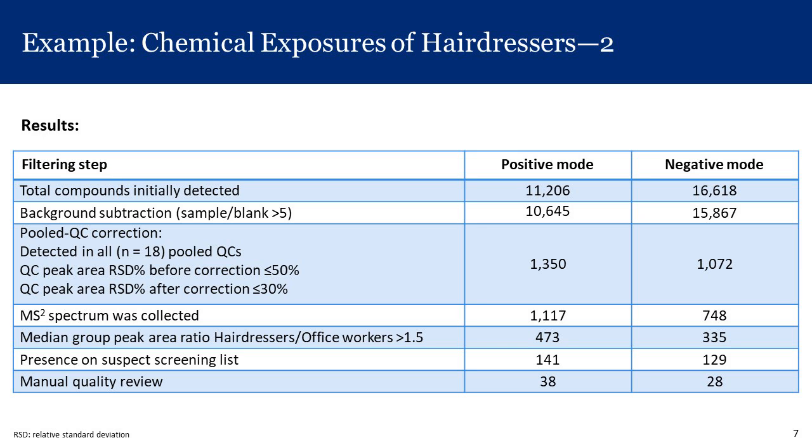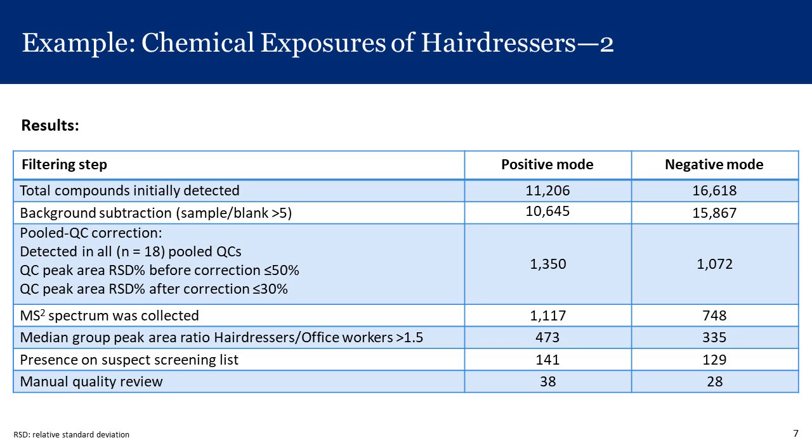But then we used this pooled quality control, or QC correction, where we looked only for compounds that were present in all of the pooled QC samples. In total, we analyzed 18 different samples. We also looked at the variability in the peak areas of these compounds, which had to meet certain criteria, indicated here as the relative standard deviation. Peak areas had to have a relative standard deviation, RSD, lower than 50% in the original samples, and then lower than 30% after the correction.